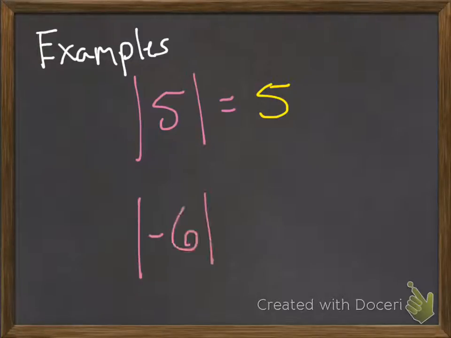Now if I take the absolute value of negative 6, again, I'm talking about my distance from 0. So the absolute value of negative 6 is, hopefully you said positive 6, and there you go.